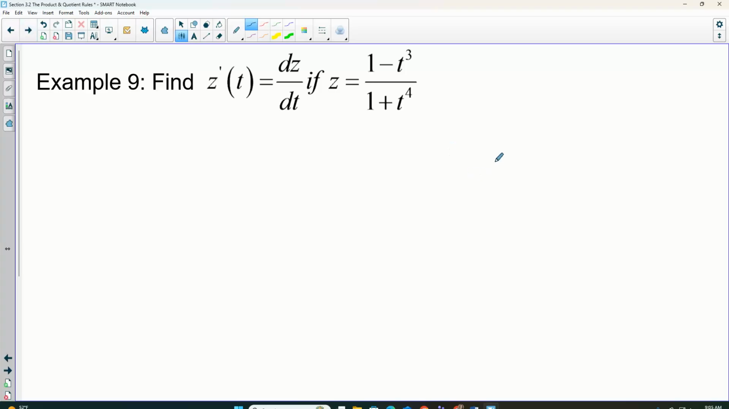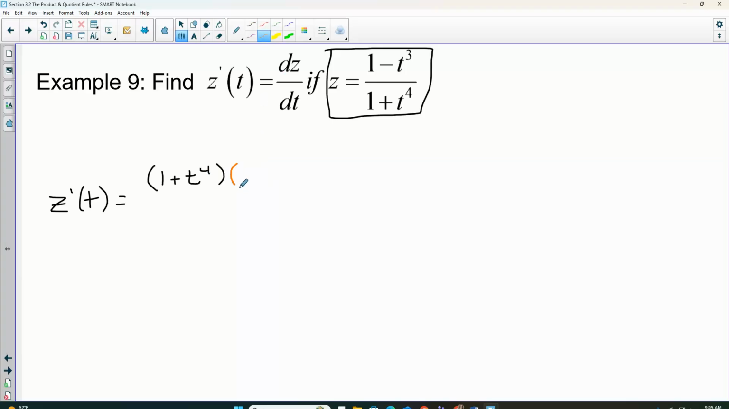Well, let's go to this one. Find z prime of t, or dz dt, if z is equal to this. So, I have a quotient. That means quotient rule. So, that's low. D high, what is the derivative of the top? Minus high. D low, what is the derivative of the bottom?